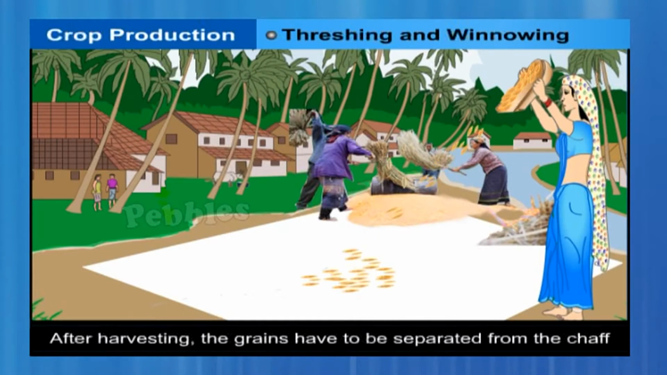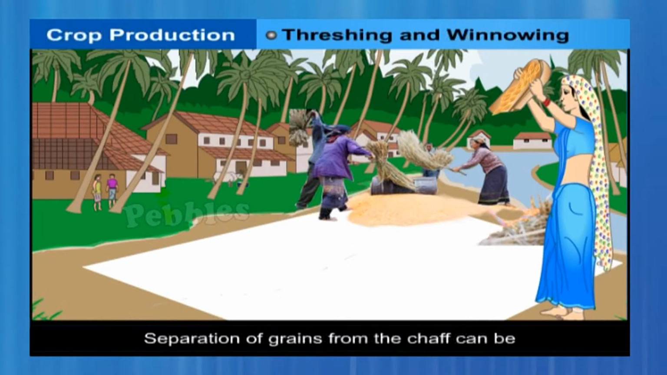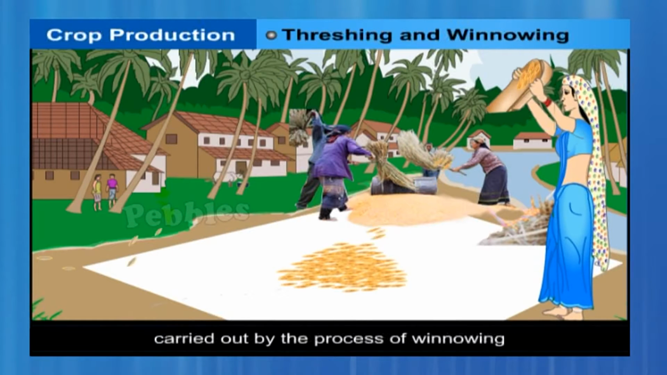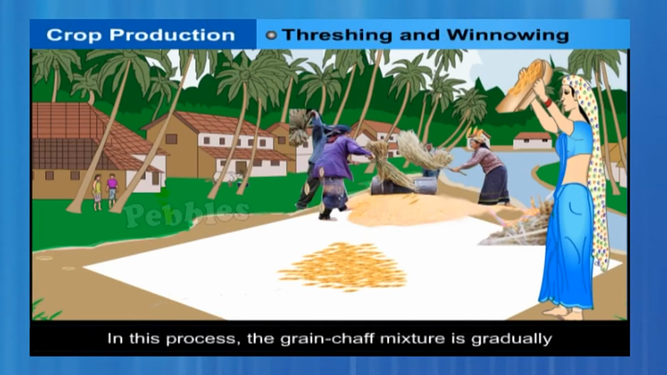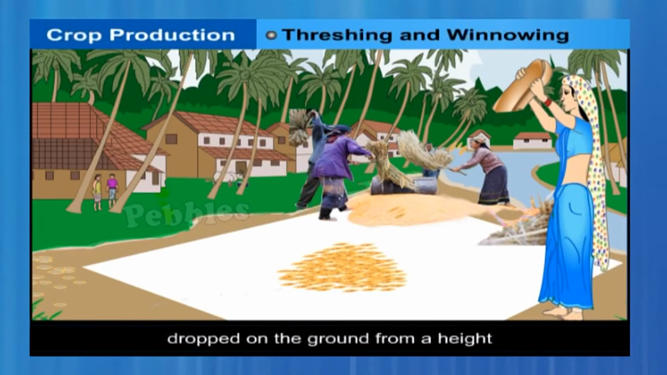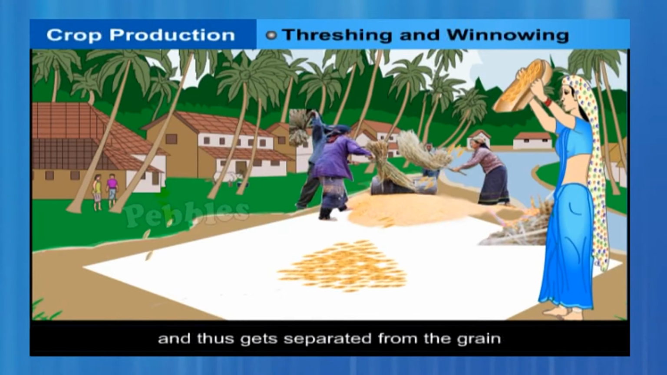After harvesting, the grains have to be separated from the chaff. Chaff is the material consisting of seed coverings and small pieces of stem or leaves that have been separated from the seeds. Separation of grains from the chaff can be carried out by the process of winnowing. In this process, the grain-chaff mixture is gradually dropped on the ground from a height. The chaff, being lighter, is blown away by the wind and thus gets separated from the grain.